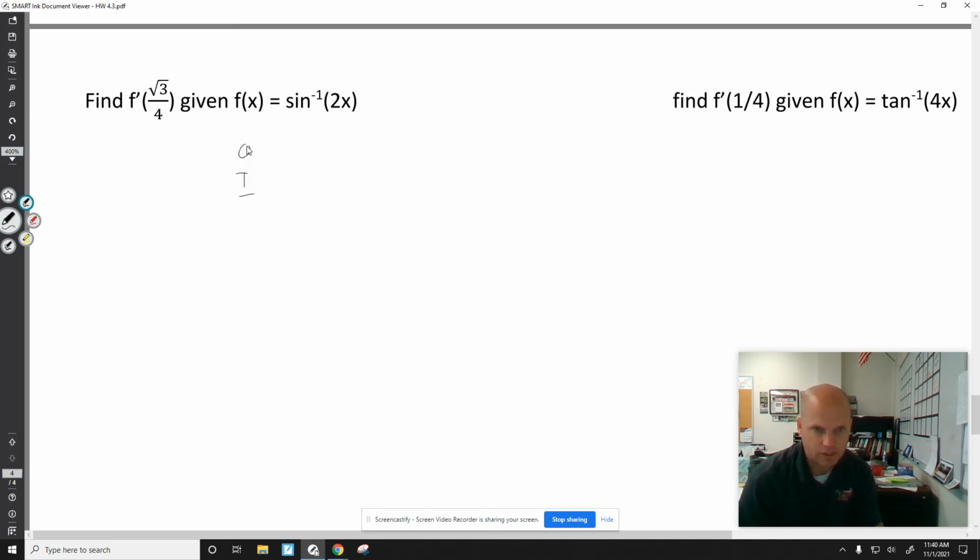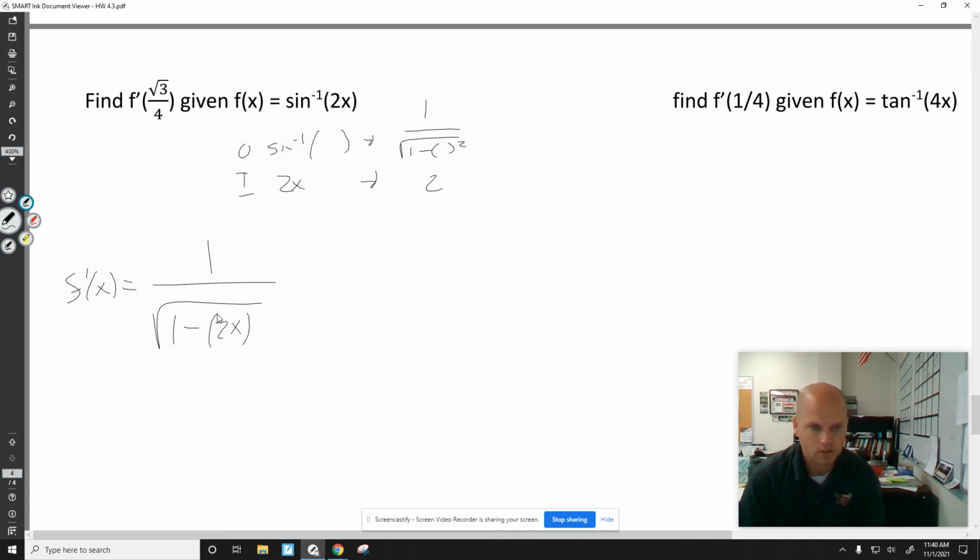Let's take the derivative using our derivative rules. Sine inverse is the outside, 2x is the inside. Derivative of 2x is 2. The derivative of sine inverse parentheses is 1 over root 1 minus parentheses squared. Okay, so here's f prime. 1 over root 1 minus what's in the parentheses? 2x, that's being squared, times 2. I'm not going to simplify. I'm going to plug in root 3 over 4. Maybe I'll put the 2 up top. 2 over root 1 minus 2 times root 3 over 4 squared.